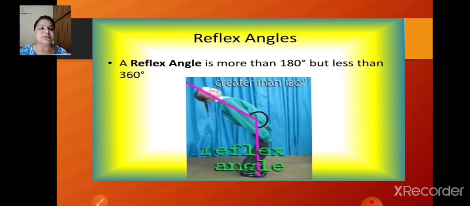Now the next type of angle is a reflex angle. You can check the body of the girl where the black color arrow is shown. That part of the angle is a reflex angle. So the measure of a reflex angle is more than 180 degree, but it is always less than 360 degree. So an angle whose measure is more than 180 but less than 360 degree is called a reflex angle.